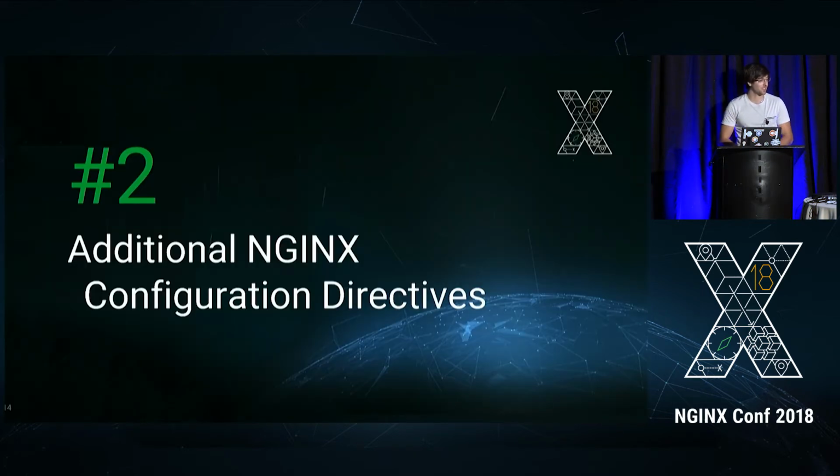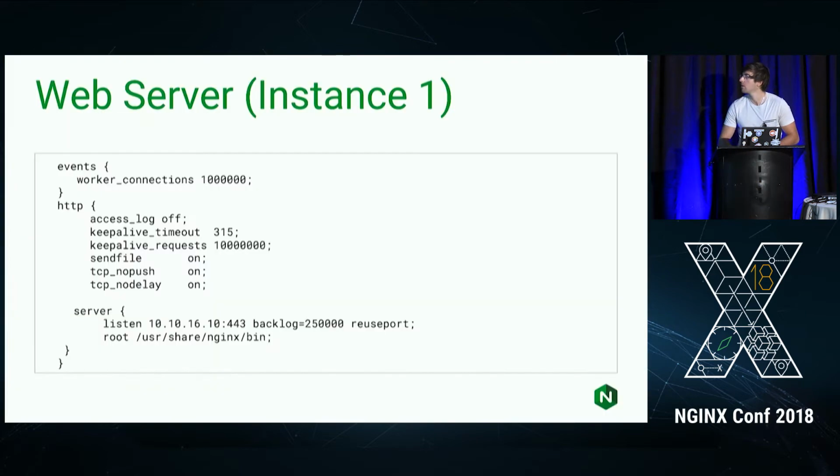So that's the first performance tuning tip. So let's go to the second one: additional configuration directives. One big thing, if you want to increase performance, is disable logs. If you don't care about logs and you care more about performance, then disable logs. You'll get better performance.